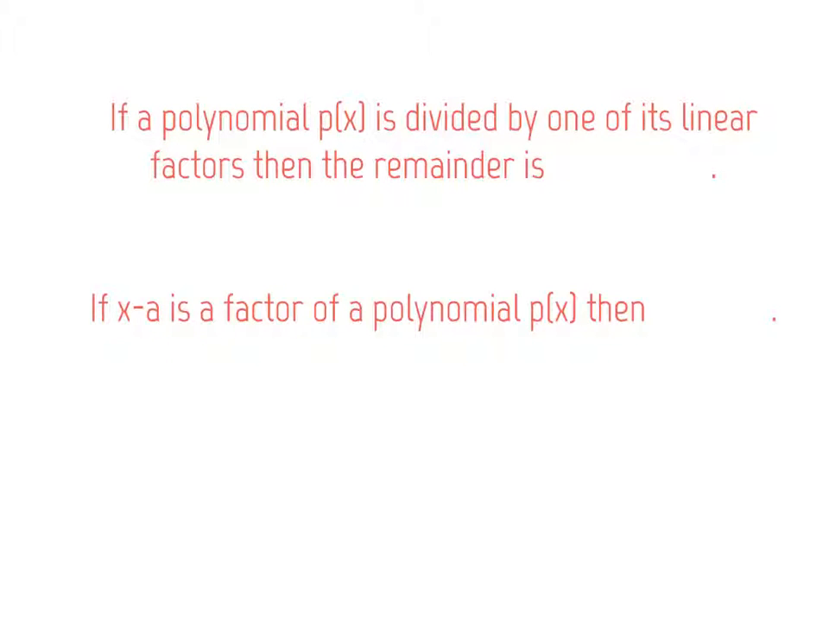So here's our fundamental definition, and this will lay the groundwork for what we're going to tackle in the future slides. So first off, if a polynomial, we'll name him p of x, is divided by one of its linear factors, then the remainder is guaranteed to be what? Now the key word here is factor. So as long as it's a factor, then the remainder is guaranteed to be 0.